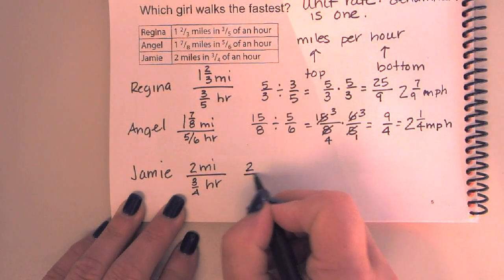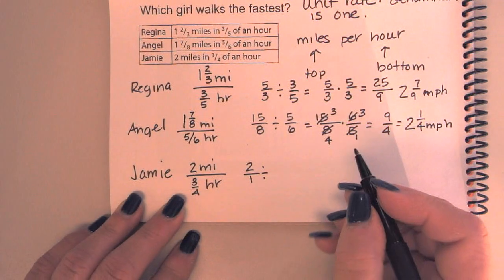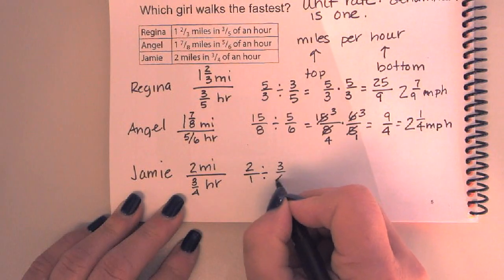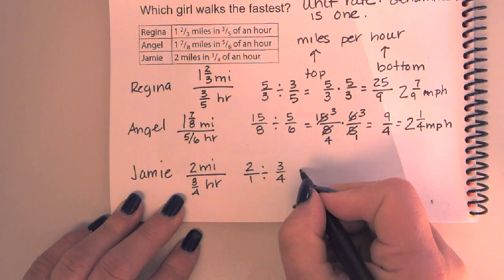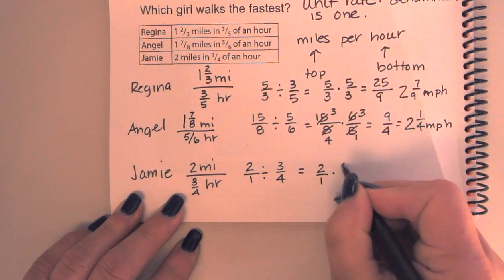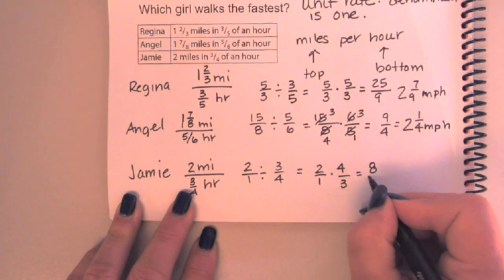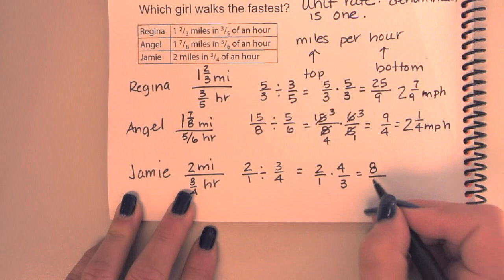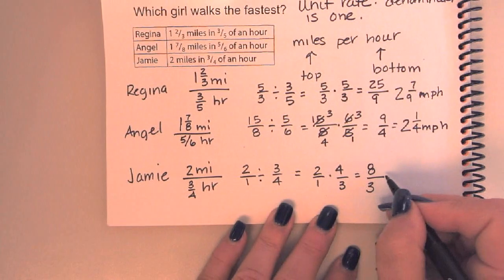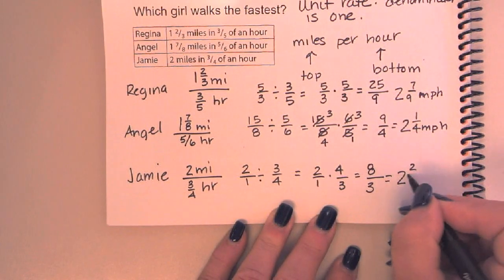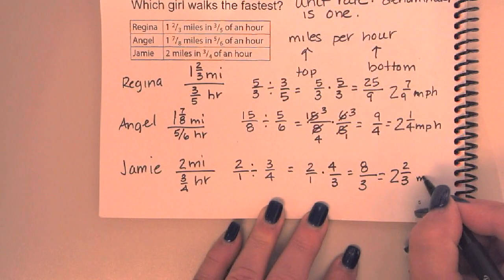I'm going to turn this into a fraction, put a 1 under it, divided by 3/4, because that's what that bar means. I'm going to multiply by its reciprocal. There is nothing to cross cancel, so when you multiply across the top, you get 8. Across the bottom, you get 3. 3 goes into 8 2 times with 2/3 left over.